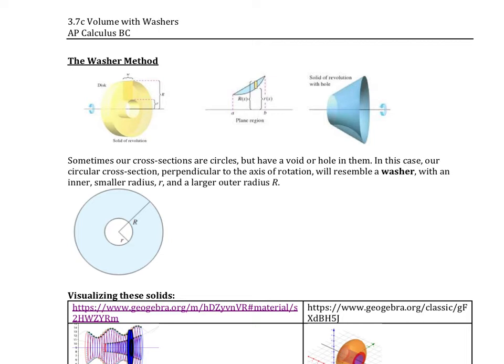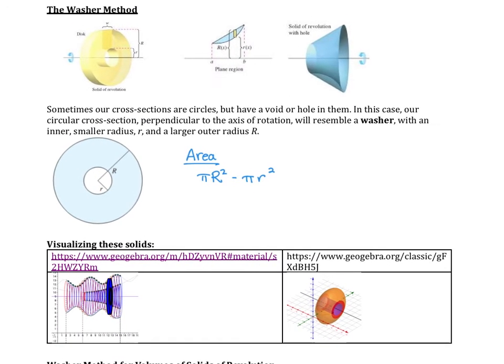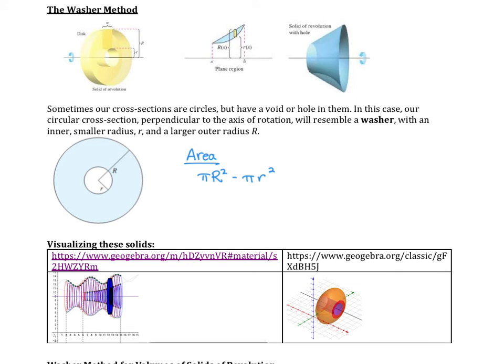So if we were to look at this geometrically, and I wanted to find the area of just the shaded region, I would first find the area of the large outside circle, and that area would be pi capital R squared. Then I would take away from it the area of the smaller inside circle, so pi little r squared. That would be the area of the face of this particular shape. Okay, let's visualize what these look like. I'm actually going to do just the second one on here. You can click on either of them if you would like to play with them.